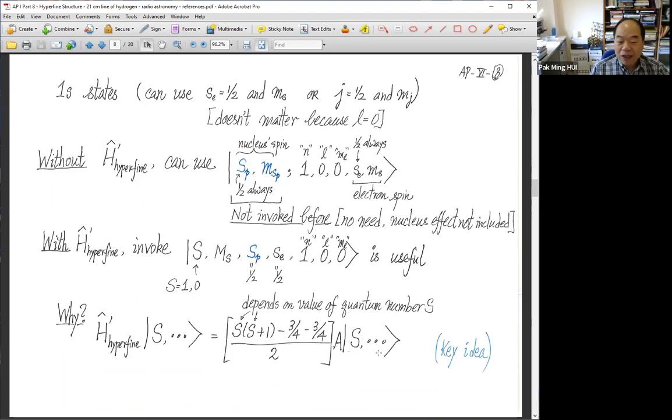So with this idea, immediately we know this hyperfine interaction term. We better use the total spin as our good quantum number, so-called, and we know that S equals 0 and S equals 1 will give us 2 different eigenvalues. Okay, there is a factor A that defines the strength, how strong this effect, or actually how weak this effect is. So it is the same as the spin orbit interaction concept.